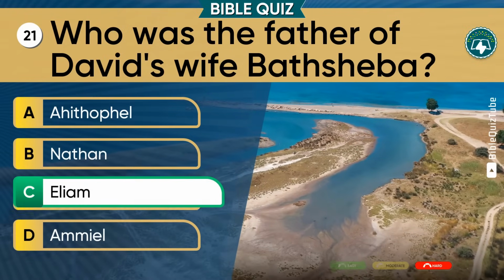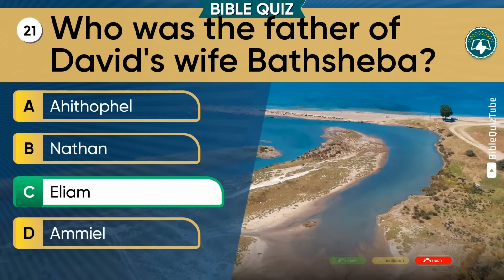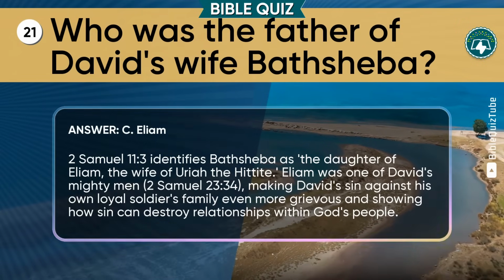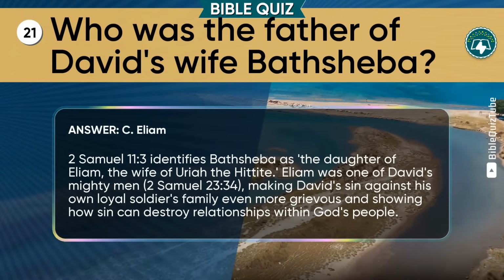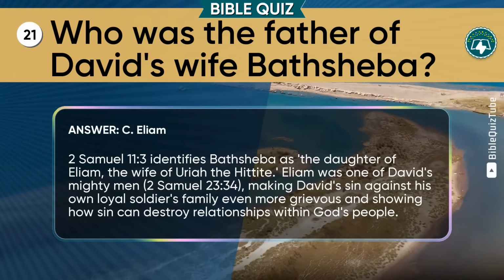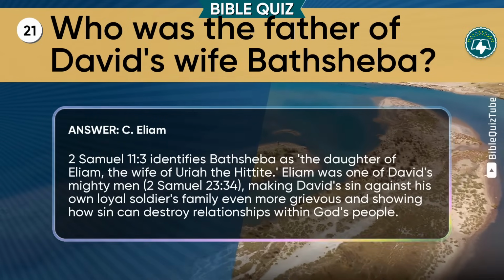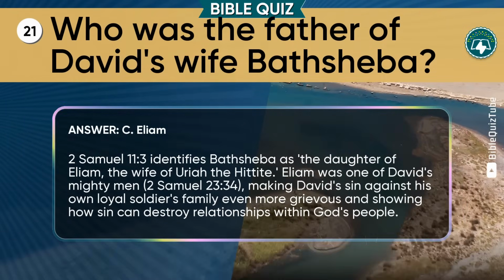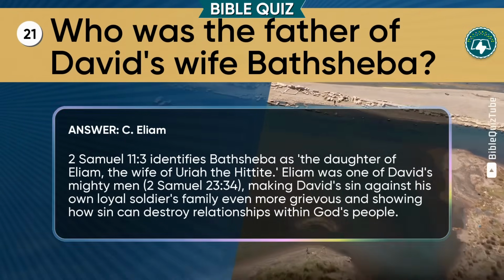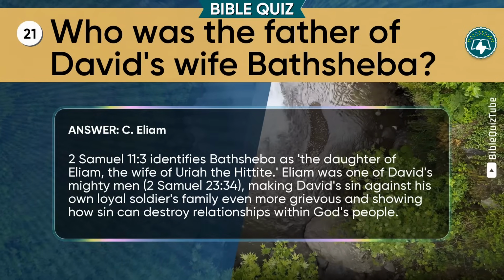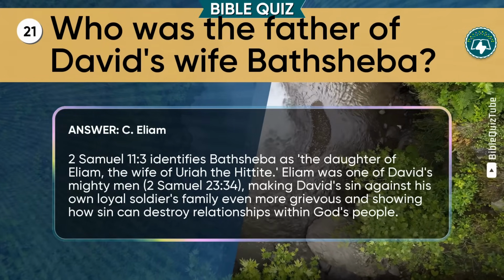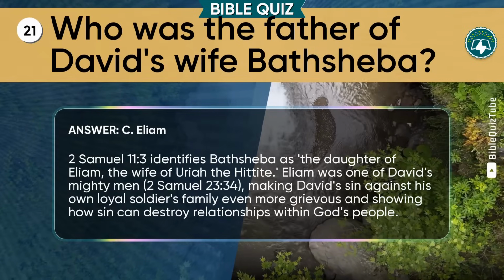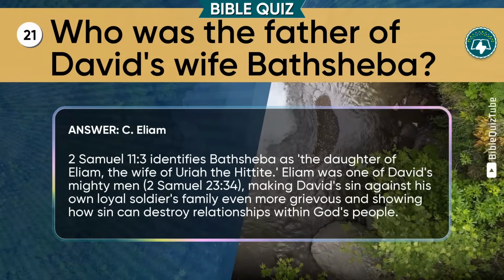The correct option is C. Eliam. The explanation. 2 Samuel chapter 11 verse 3 identifies Bathsheba as the daughter of Eliam, the wife of Uriah the Hittite. Eliam was one of David's mighty men, 2 Samuel chapter 23 verse 34, making David's sin against his own loyal soldier's family even more grievous and showing how sin can destroy relationships within God's people.